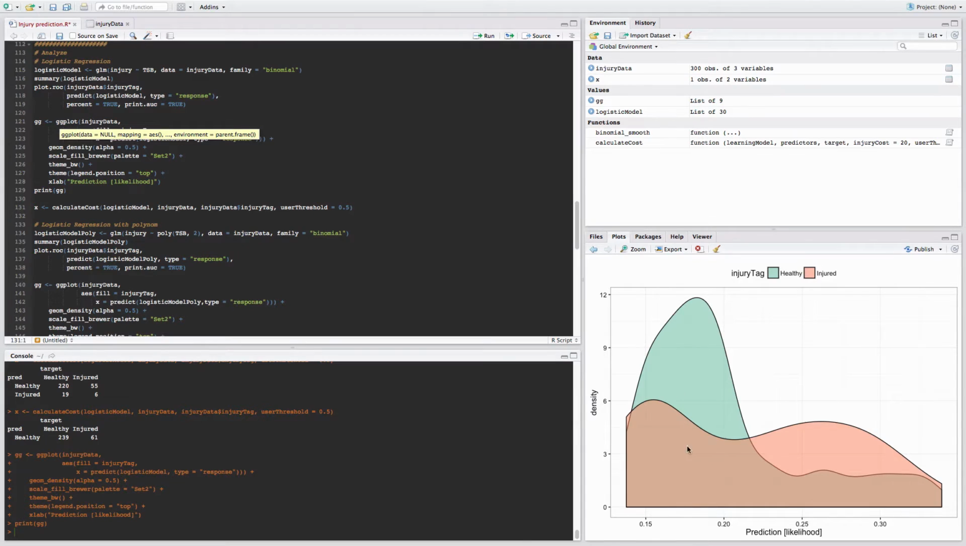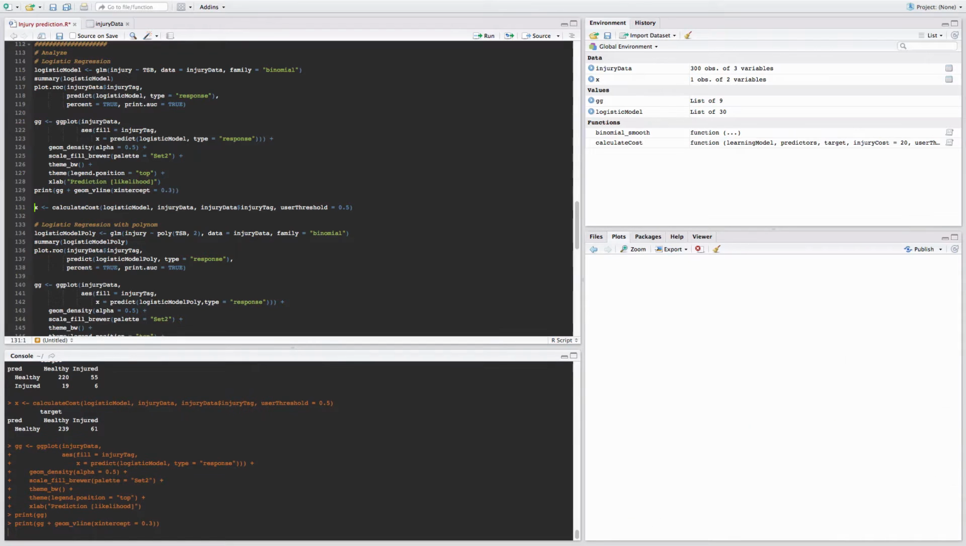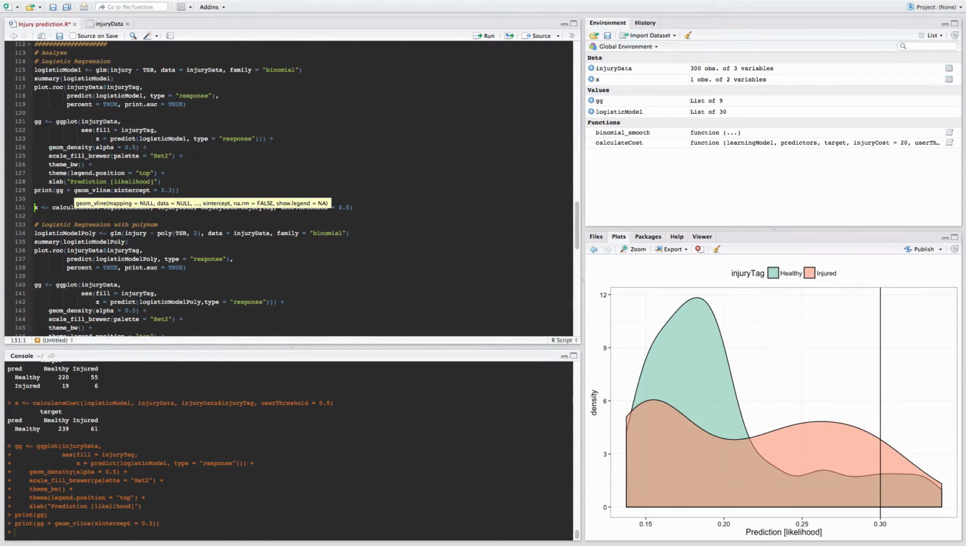So if you imagine a vertical line, that's a threshold. Everything over that threshold we're gonna call... let me just plot the line quickly. So I'll just do this. It goes like this. Let's see if this is gonna work. Okay, so I've selected the threshold 0.3, so everyone over 0.3 is going to be called injured.